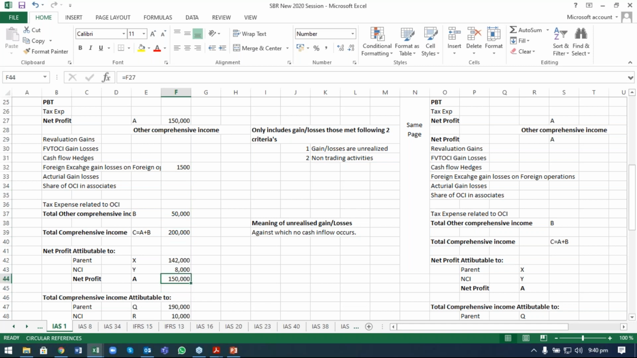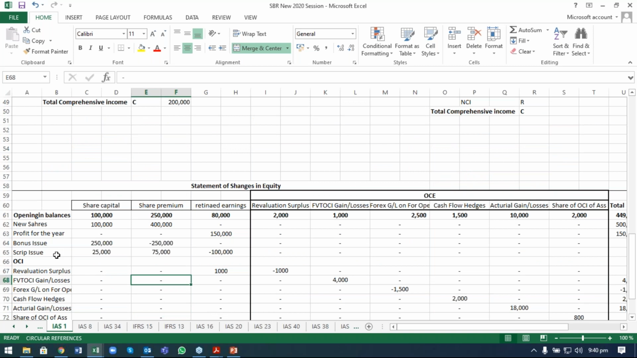And this net profit is then moved into the retained earnings, profit for the year, from this section. Are you getting the point of recycling and non-recycling? Is it clear to everyone, or do you still have any problem?